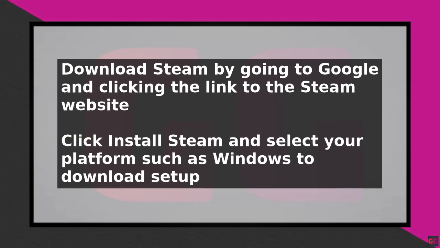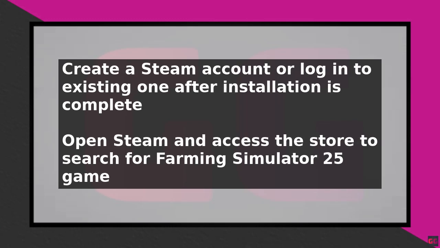On the website, click Install Steam and select your platform, such as Windows. Then click Install Steam again. This will download the Steam setup to your computer. Click on the Steam setup and follow the installation prompts, including selecting your language and choosing a destination folder.